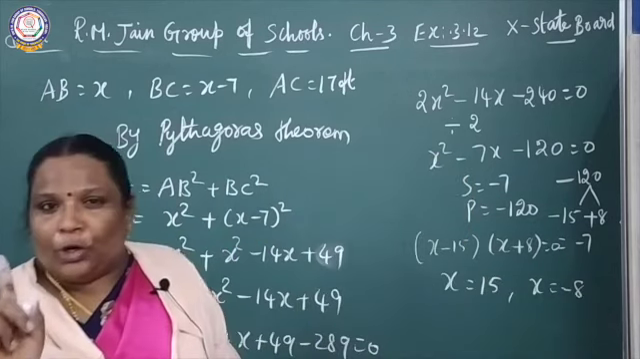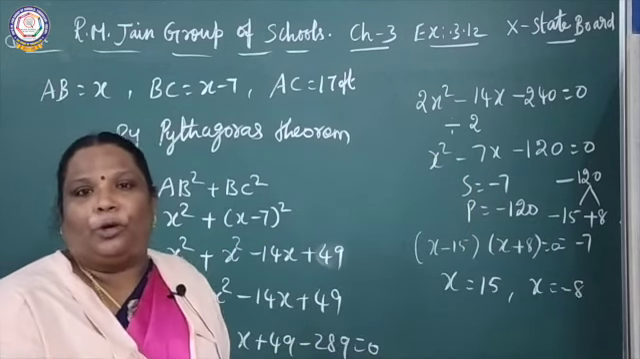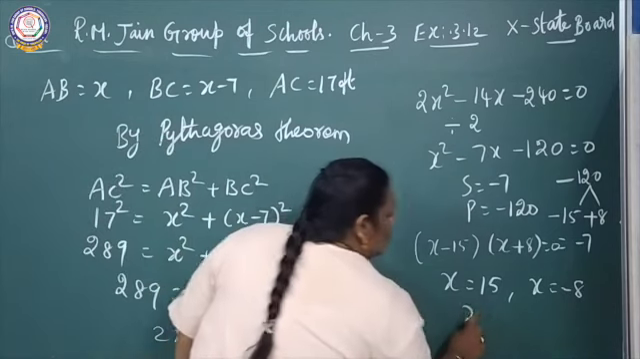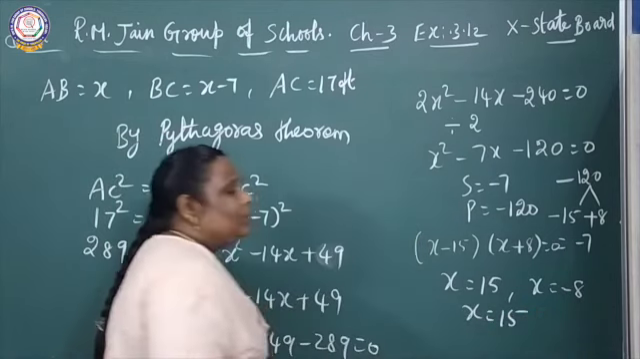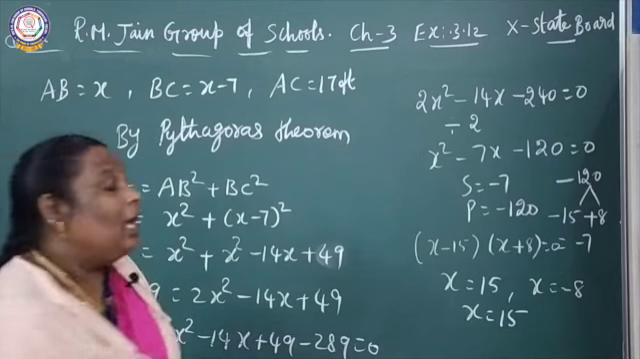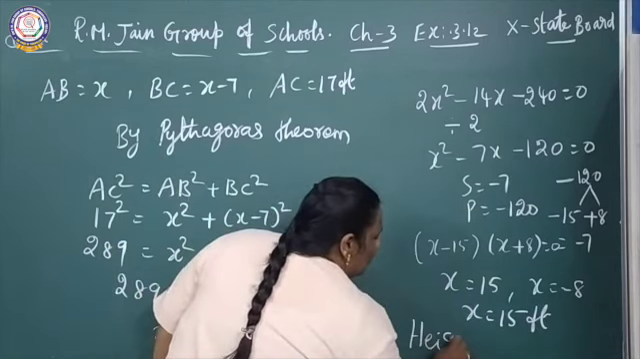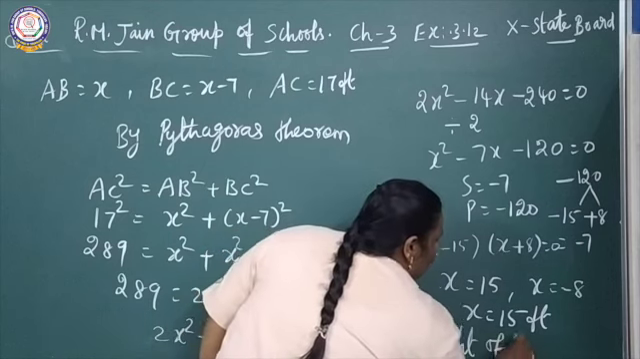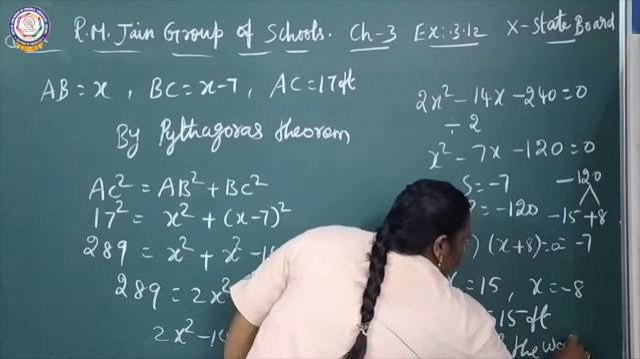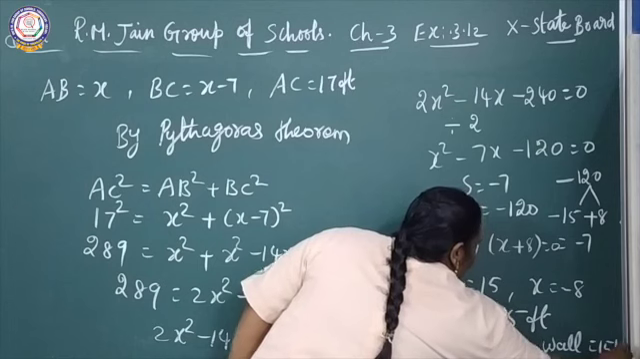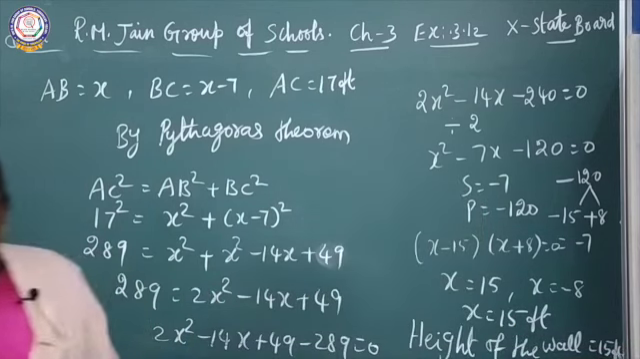The length should not be negative. The length must be a positive value. So x equal to 15, x equal to 15 feet. So the height of the wall equal to 15 feet. Is it clear?